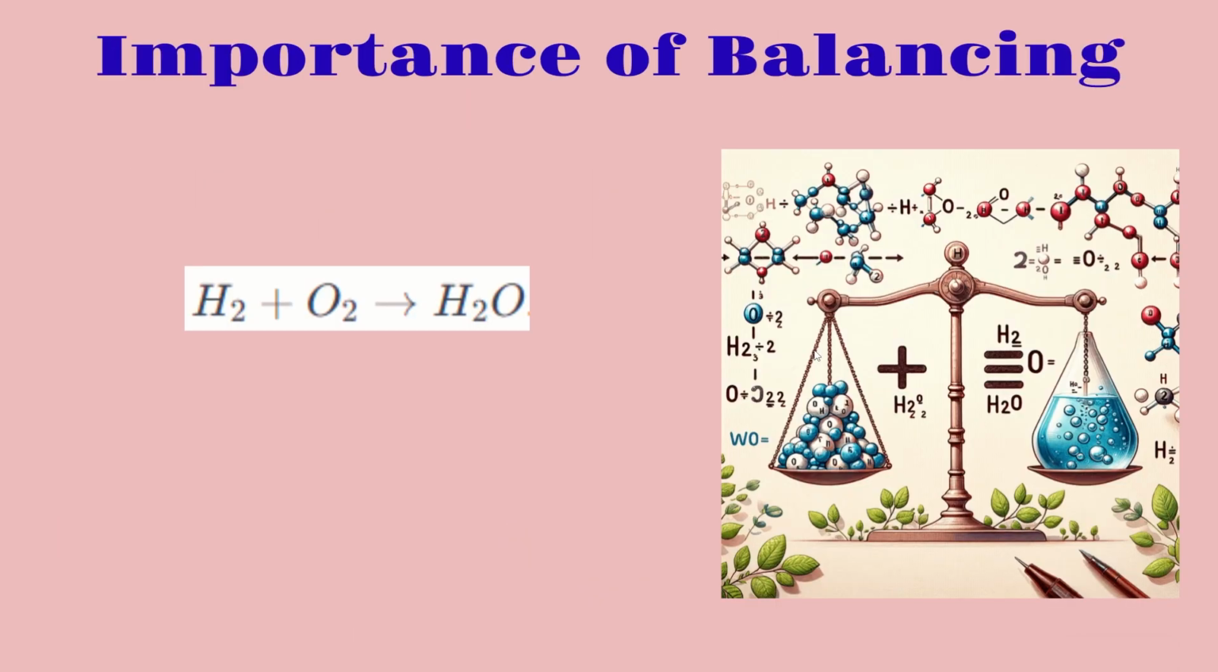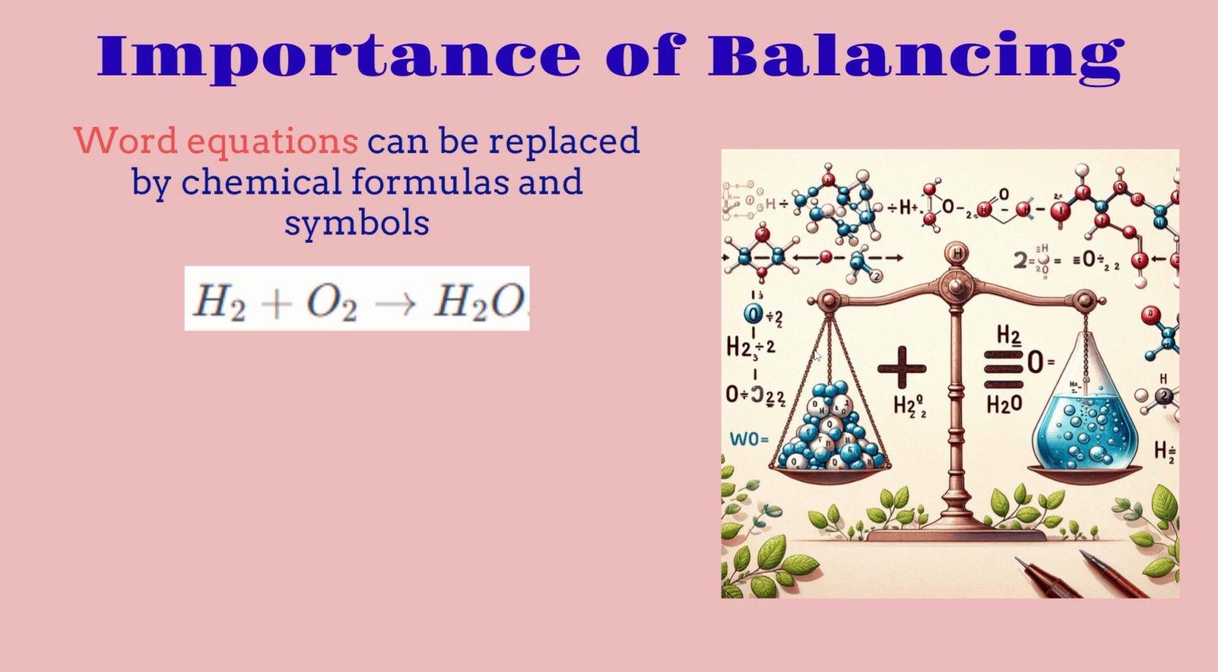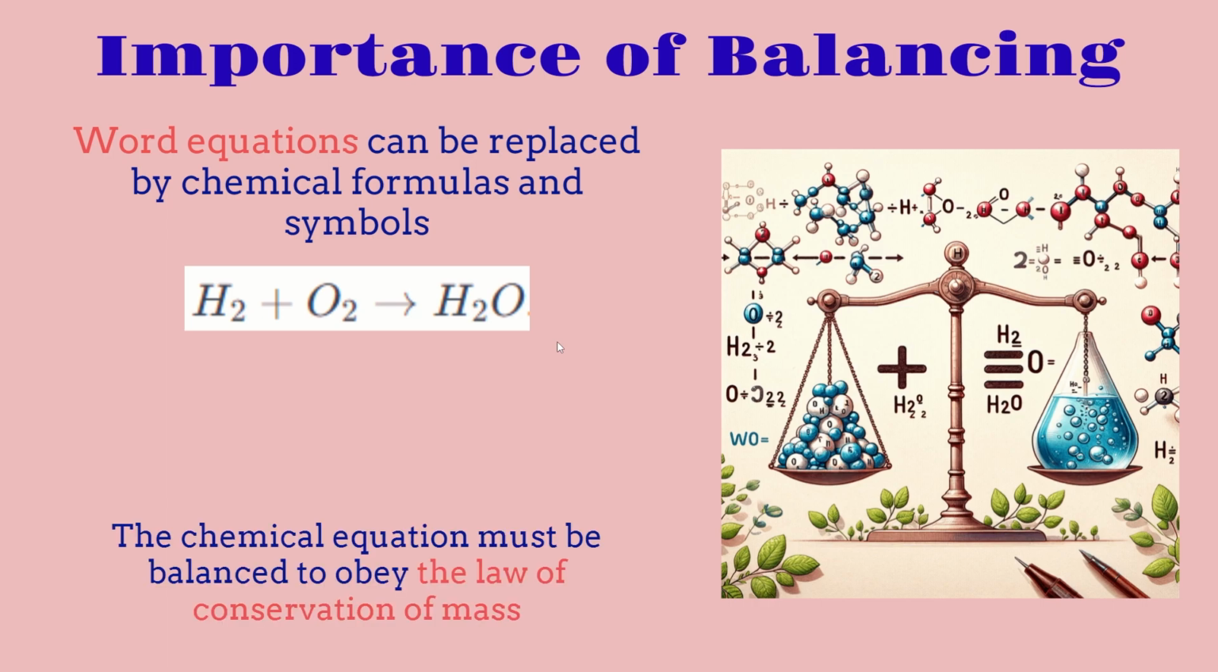So now we're going to talk about the importance of balancing. Word equations can be represented by chemical formulas and also by symbols. Before, we wrote the word hydrogen by itself, plus oxygen, spelled out, is equal to water. Instead, what we're doing now is replacing that with the actual chemical formula and symbols. So hydrogen gas by itself is H2, plus oxygen gas O2, is equal to H2O. This is how we can replace the word equation with a chemical formula and symbols.